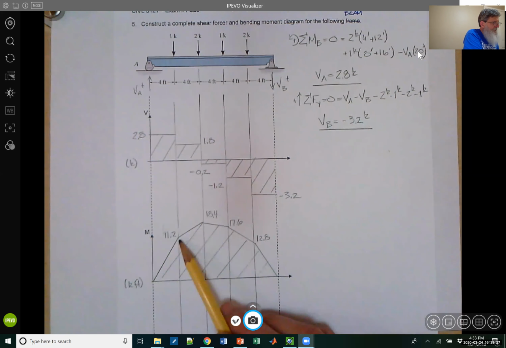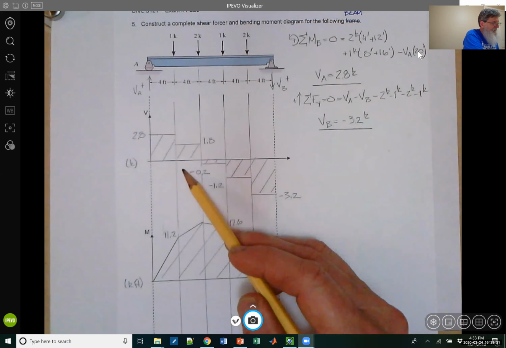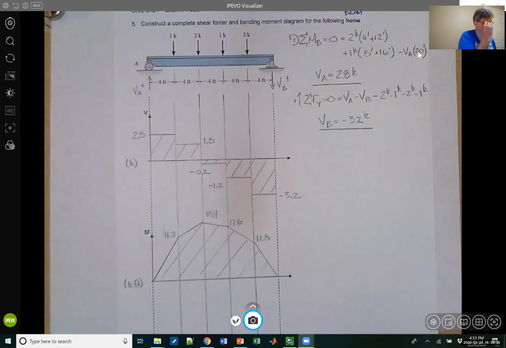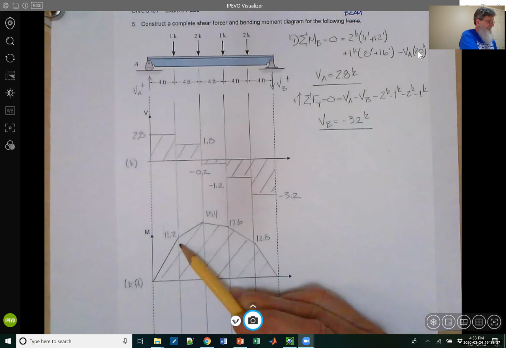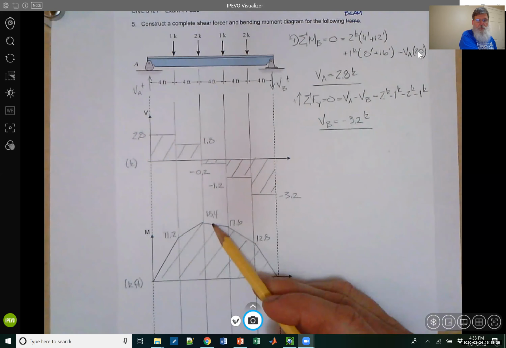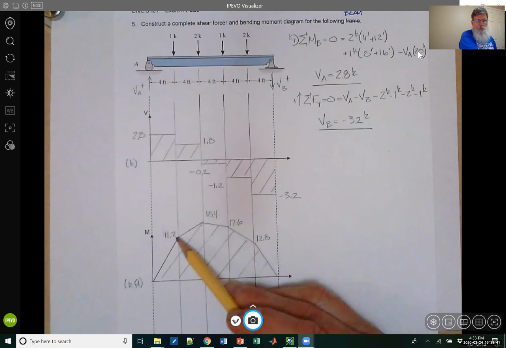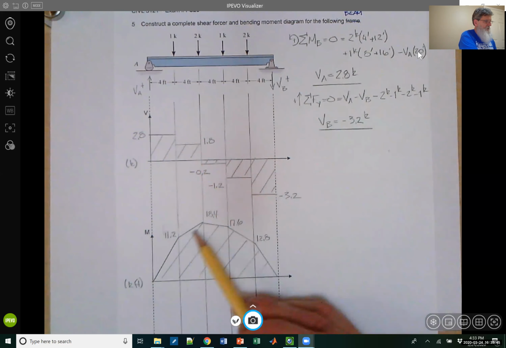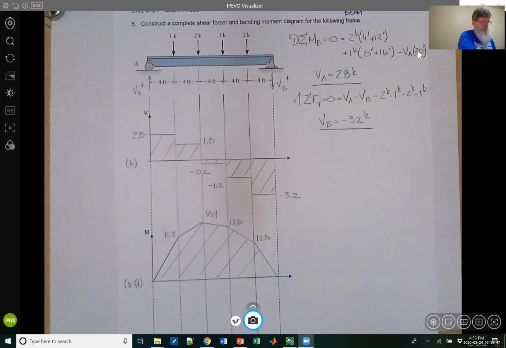Now the change in moment from 4 to 8 feet is this area of the curve. Again, base is 4 feet, height is 1.8. Adding that to 11.2, I get 18.4. And that slope is smaller. It drops down to a value of 1.8. So again, constant slope, positive 1.8.